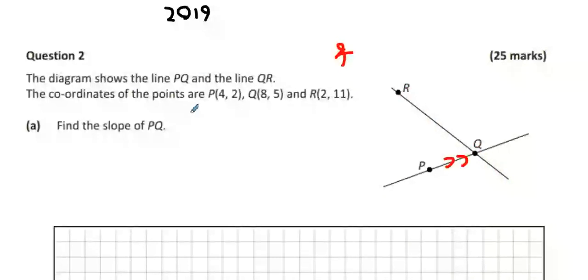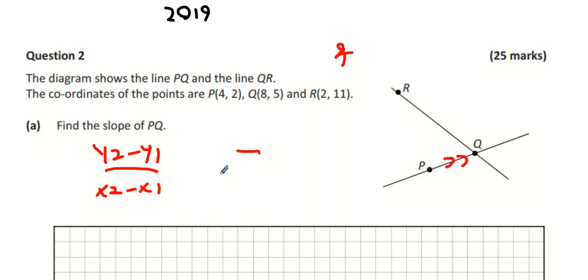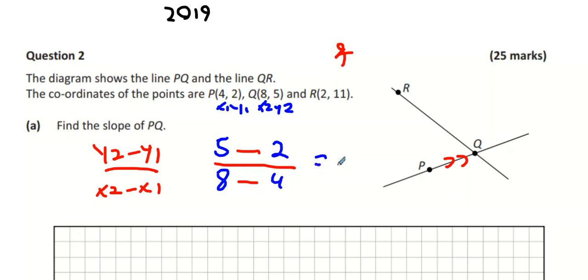We look up the slope formula, which is y2 take y1 all over x2 take x1. We'll leave the two minus signs in here and label x1, y1 and x2, y2. So x2, y2 for Q, and x1, y1 for P. We put in y2 is 5, y1 is 2, x2 is 8, and x1 is 4, and we get a slope of 3/4, which is what we're expecting.